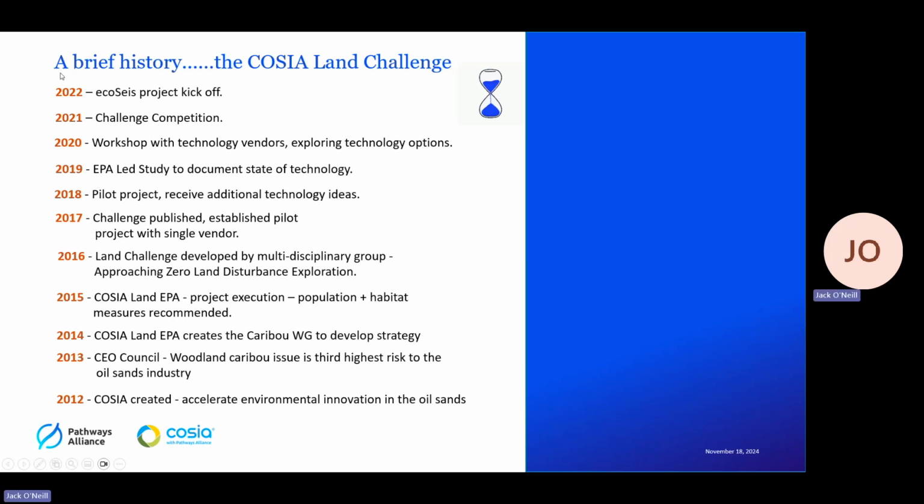So in terms of the timescale, there's a good 10 years where we got from concept and idea of COSIA to a piloted project in the field.